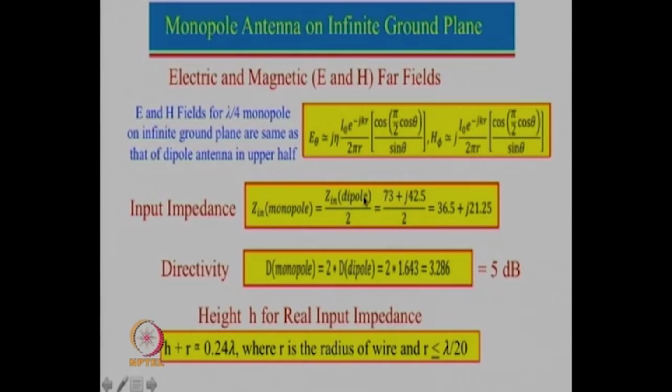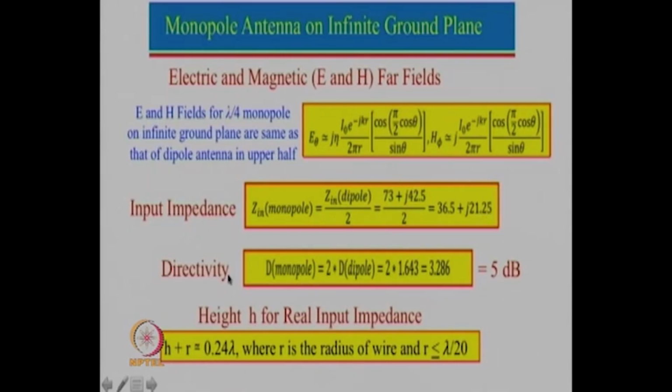So if it is a lambda by 2 dipole, it has an impedance with a real part as well as an imaginary part, and it will be the impedance given by this. But if we design as before for real input impedance, we had seen that the dipole should be slightly smaller than lambda by 2, and then this impedance was roughly about 68 ohm. So 68 divided by 2 will be approximately 34 ohm.